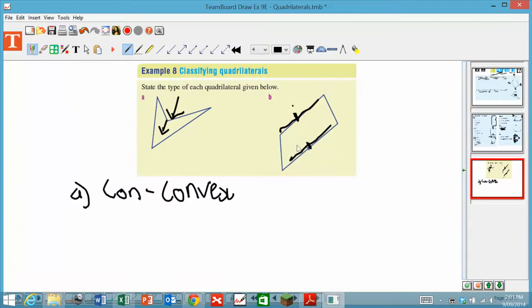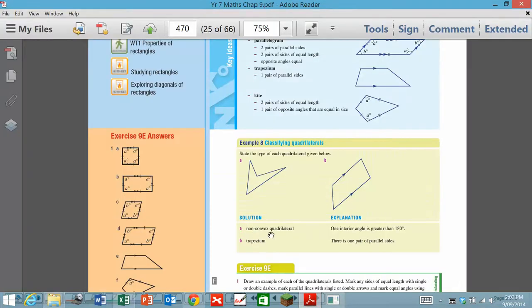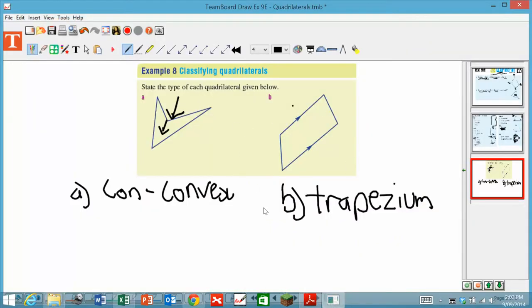That's all we've been given in that information. That's all we've got. So B is a trapezium. Quick check: non-convex quadrilateral for part A, and trapezium for part B. All right, that's easy. That's all you need to know.